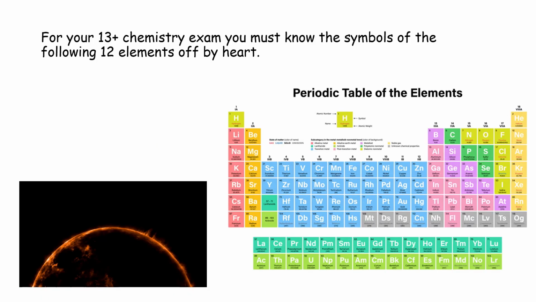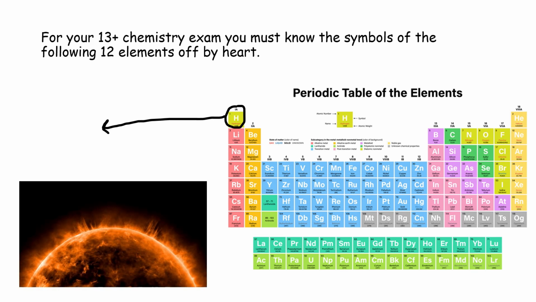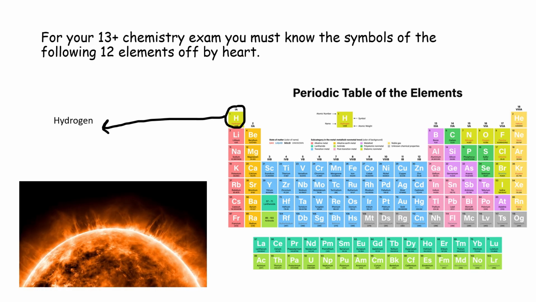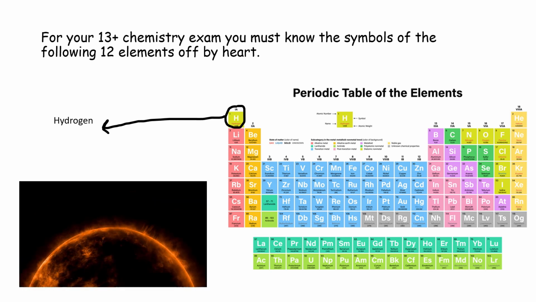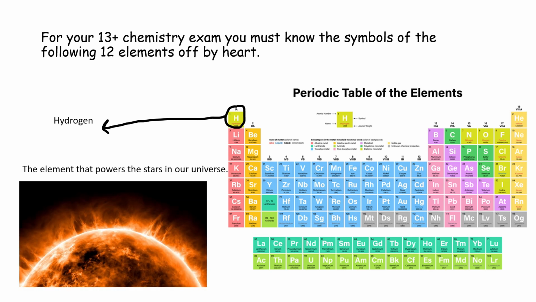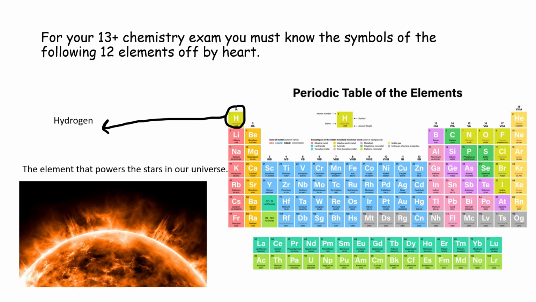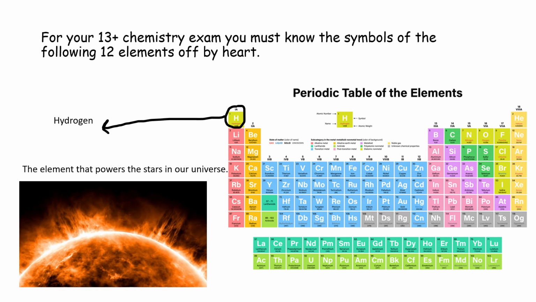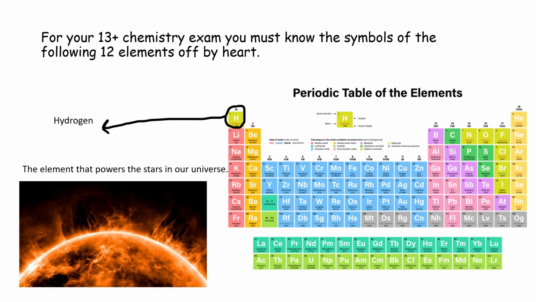For your 13 plus exam, you must know the symbols of the following 12 elements off by heart. So let's start with hydrogen. Hydrogen, as you can see here in this picture below, is found inside stars like our sun, and it literally powers the stars in the universe. The symbol for hydrogen is a capital H.